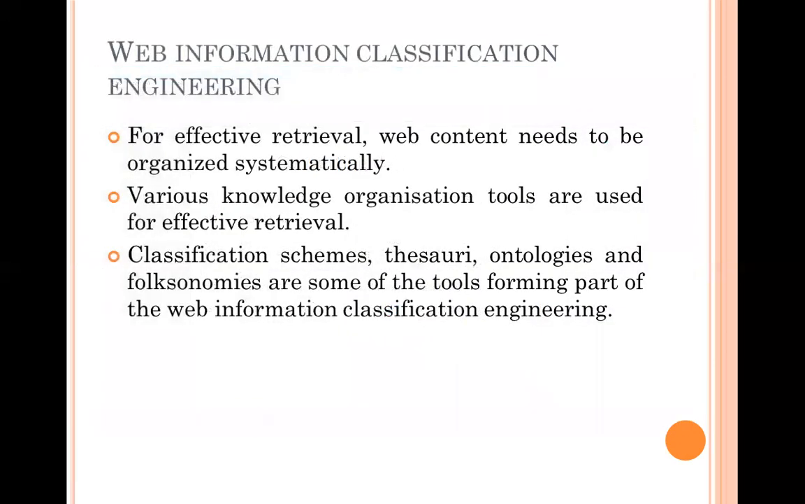Fine, good. You can ask the question, what is this web information classification engineering? See, in a typical library, you arrange all the documents in a particular linear sequence using a classification scheme so that the users would be able to come to your library and retrieve the documents. The same way, even the content available in the web also needs to be properly, systematically arranged so that retrieval will become very, very effective.